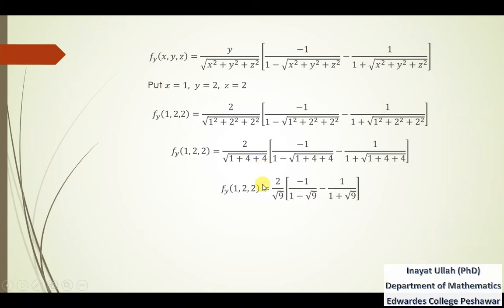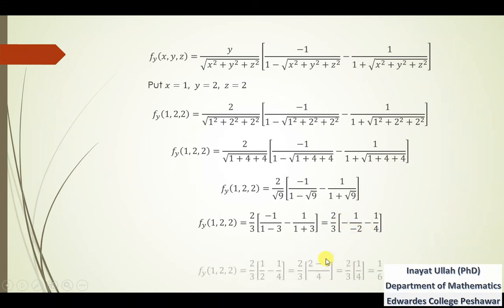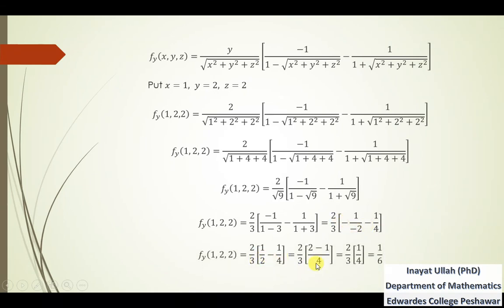That is 9, square root of 9 is 3, so 2 by 3 minus 1 by 1 minus 3, that is 1 plus 3, and minus minus cancel. 4 is the LCM, so 2 minus 1, 2 ones are 2, 2 twos are 4, 2 threes are 6, so 1 by 6. So that is the partial derivative of the function whenever x is 1, y is 2, and z is 2.